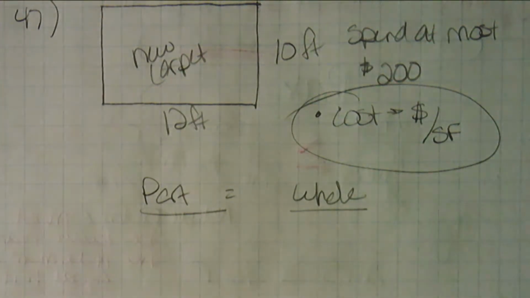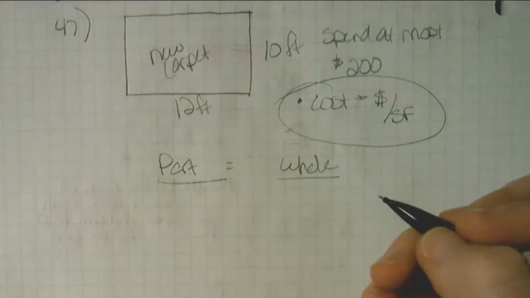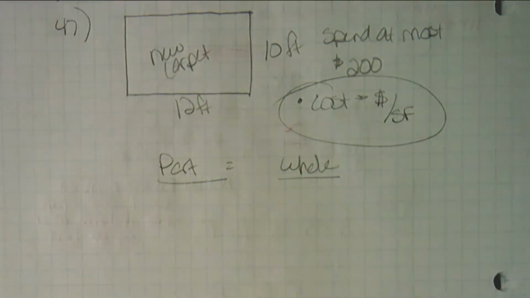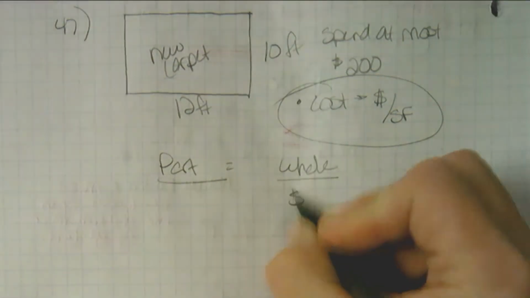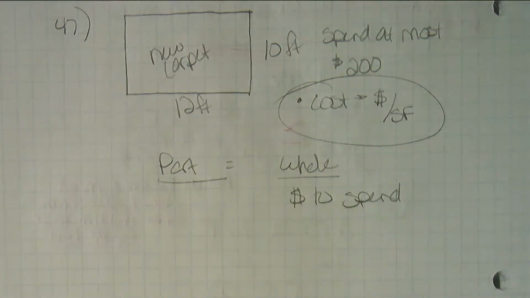All right, so in this instance, what information is my whole? Cameron, what does that represent? Excellent. So this is the money to spend. Cameron, is that a maximum or is that a minimum that they want to spend? That's a maximum to spend.